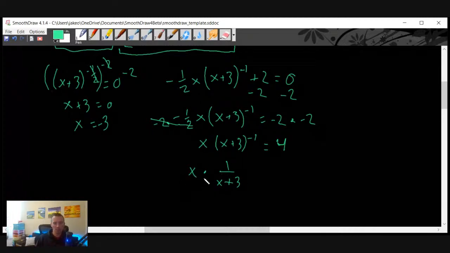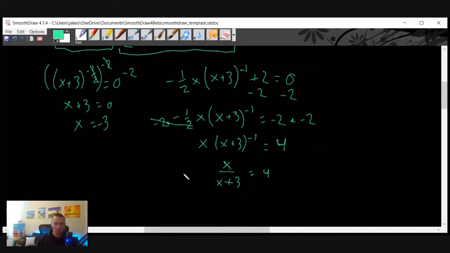And now, to simplify this, think of it as multiplying fractions. You just multiply straight across. So that's just going to end up with x times 1, which is x, over 1 times x plus 3, which simplifies us down to x over x plus 3. And that's equal to 4.